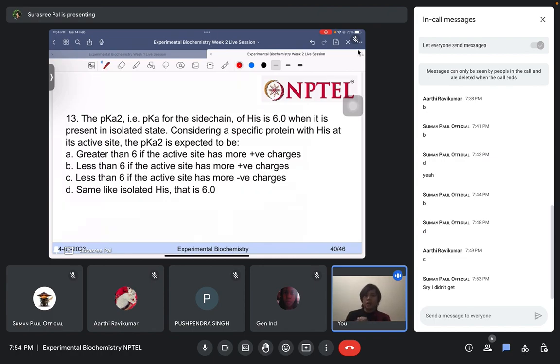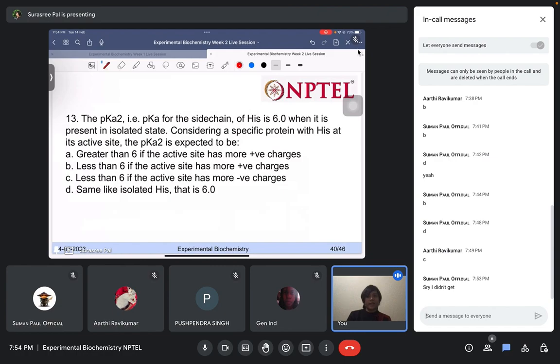So what happens in an active site? The protein exists in a three-dimensional conformation, so in an active site, many amino acid residues are very close to each other. And if the amino acids are close to each other, then there will be interaction between them, like positive charge, negative charge, electrostatic interaction or electrostatic repulsion. There can be many things occurring in the active site region, or any region of the protein where the amino acids are close together.